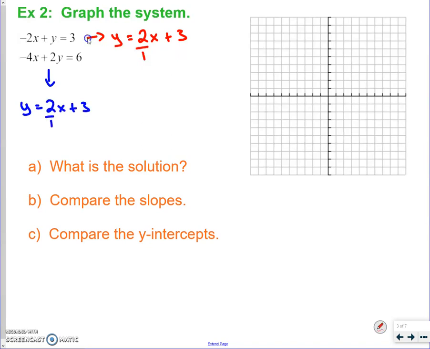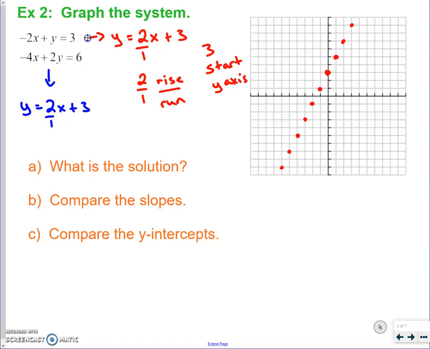So going back to our first one, our 2 over 1 is our rise over run. Our 3 is the start on the y-axis. So I can go ahead and graph that. Start at 3. I need to go up 2 to the right 1, up 2 to the right 1, up 2 to the right 1. I can follow this pattern backwards to put my dots all the way across the graph.